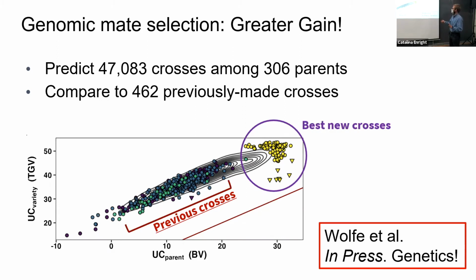So yellow is all prediction. Empirical ones are these other colors, and the purple versus the blue versus the green are different years in which they were made. Yeah, and actually the triangles are selfs, the circles are crosses. The selfs, interestingly, of course, have just as high breeding value as the crosses, but they have lower total genetic value because cassava suffers from inbreeding depression.